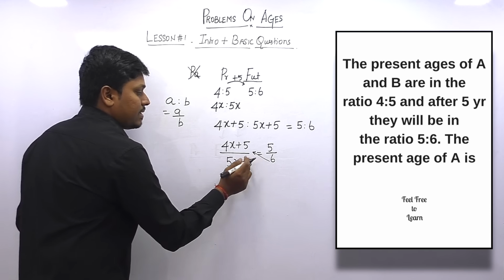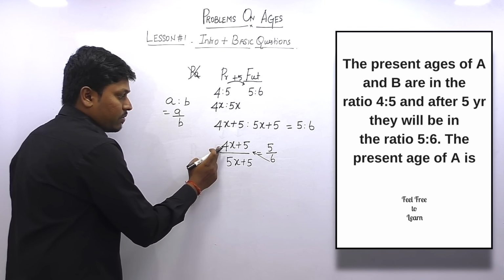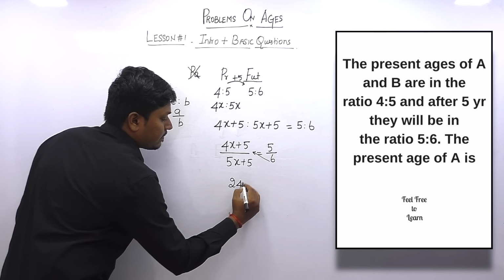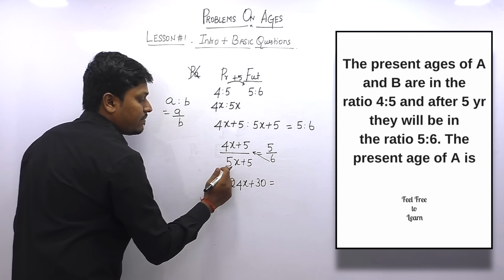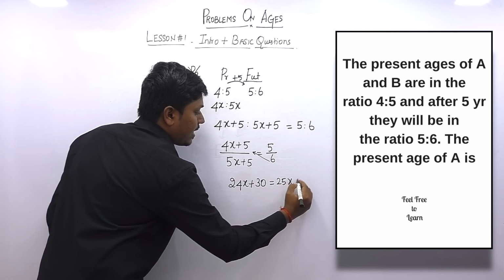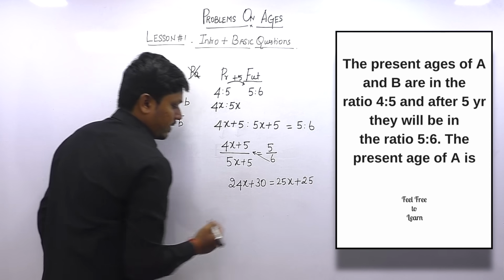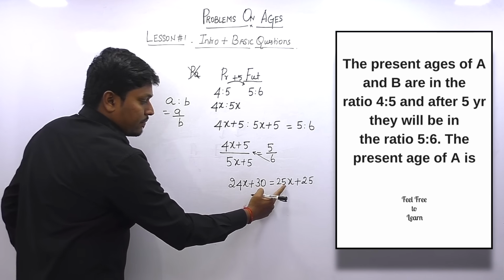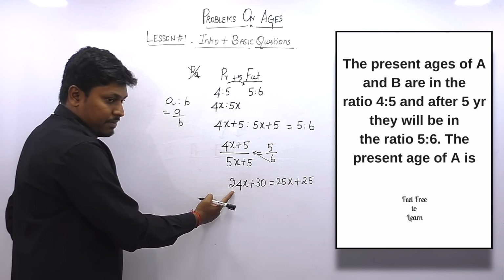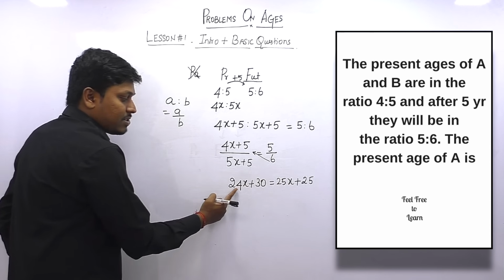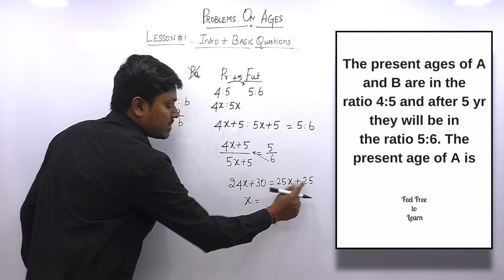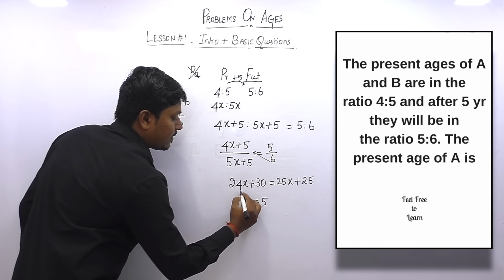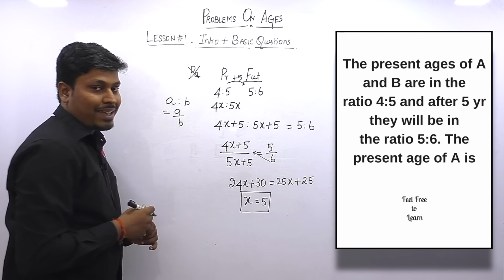Once you cross multiply, 6 into 4 will be 24, so 24x plus 6 into 5 will be 30, is equal to 5 into 5 will be 25x plus 5 into 5 will be 25. So here you have 25x, here you have 24x. So 25x minus 24x will be x. So x is equal to 30 minus 25 will be 5. So finally we got an answer. The value of x is equal to 5.